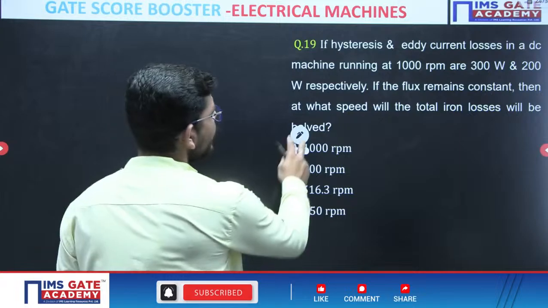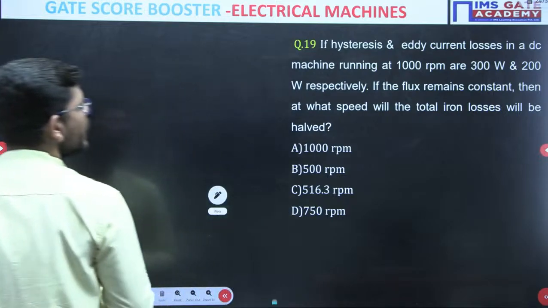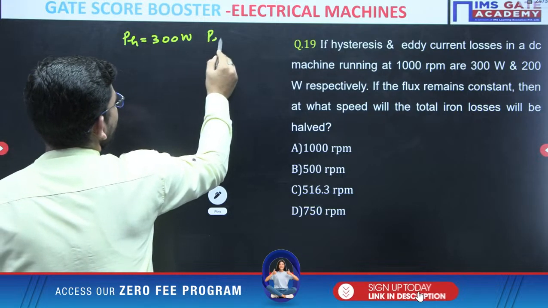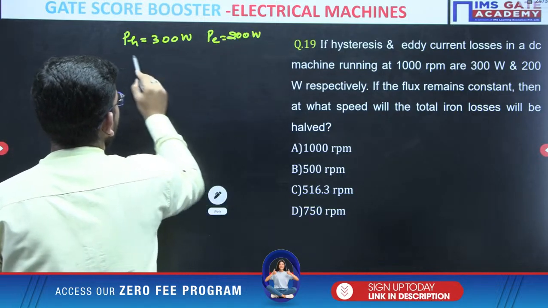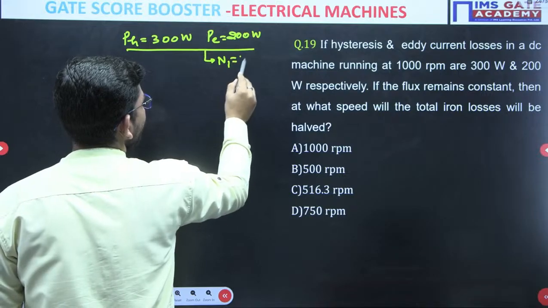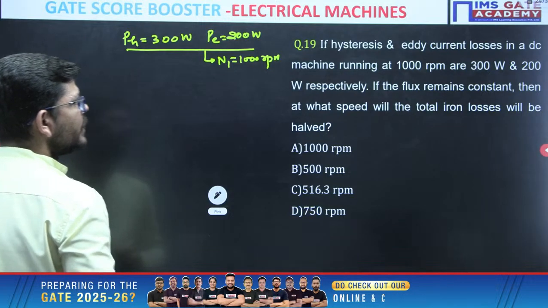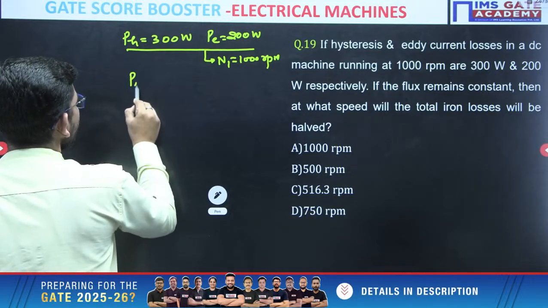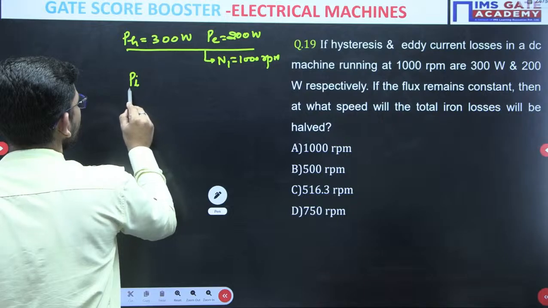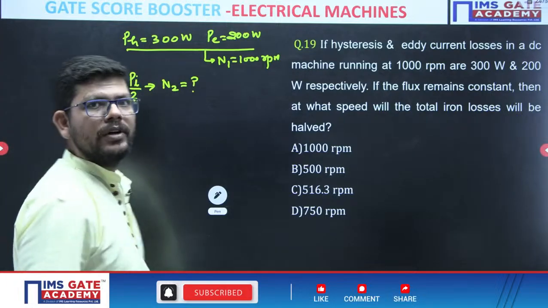The hysteresis and eddy current losses in a DC machine running at 1000 RPM are 300 watt and 200 watt. So hysteresis loss 300 watt, eddy current loss 200 watt, and both the losses are at the speed of 1000 RPM. If the flux remains constant, at what speed will the total iron losses become half? So Pi will become Pi by 2. At what speed is what we have to calculate.